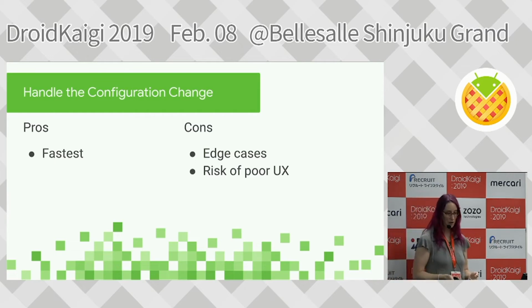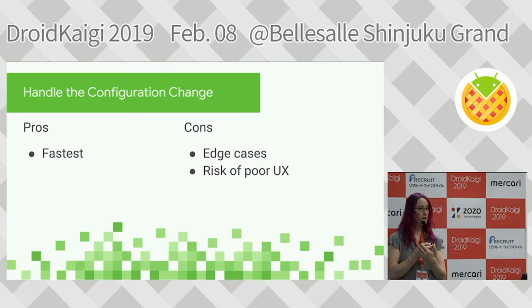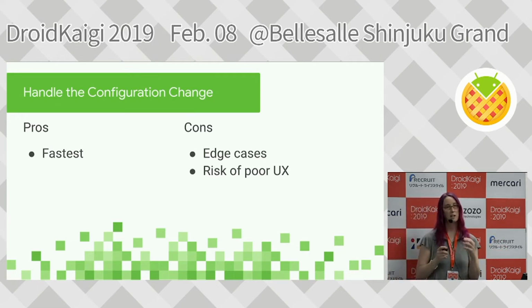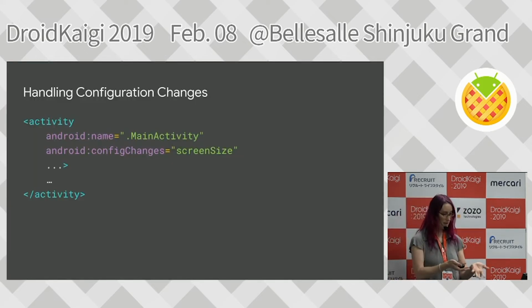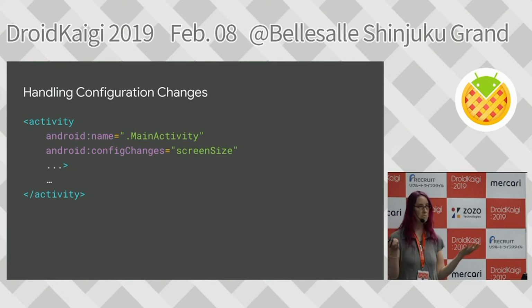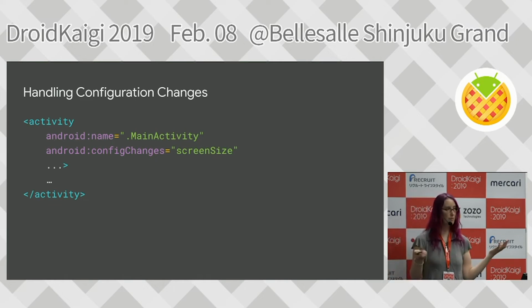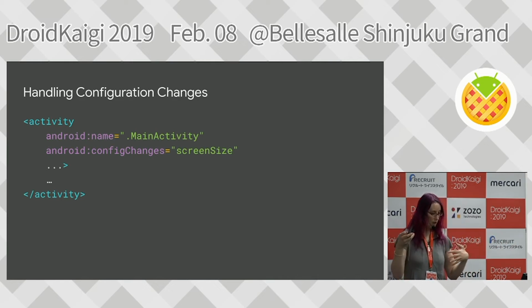Well, it really depends. So let's say that we have a very simple app. It has a ConstraintLayout-based system. It's using all vector drawables. And we just want to handle screen size changes. We can probably do something like this, where we just, in our manifest, add configChanges equals screenSize, and then we're done. Because of the way that our layout is constructed, we don't necessarily need to do anything in onConfigurationChanged. So rather than have no code in there, we can just leave it out and have it be a no-op.